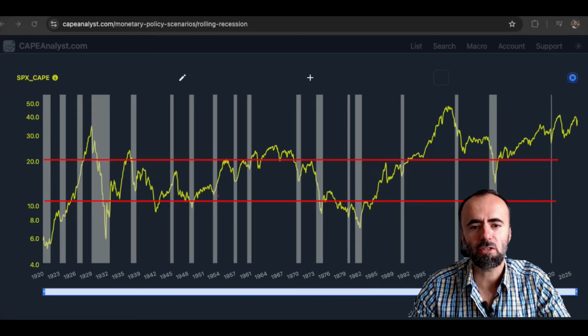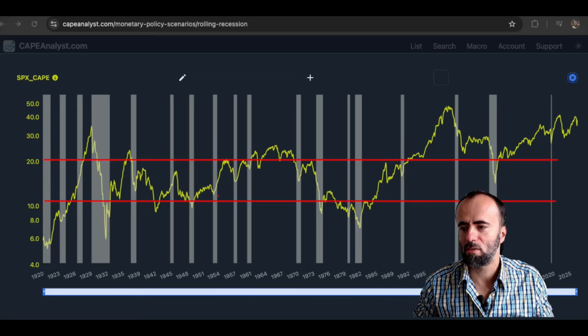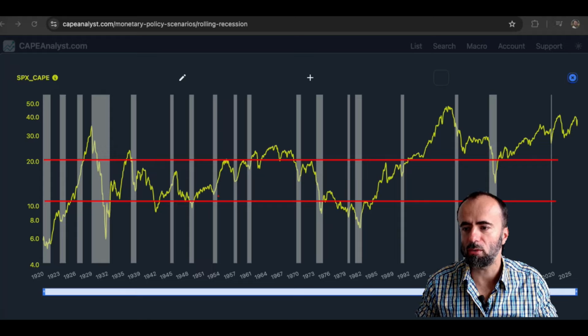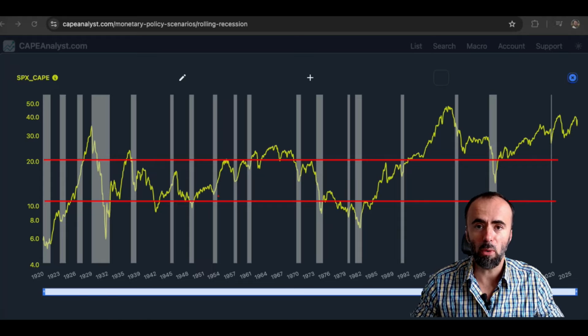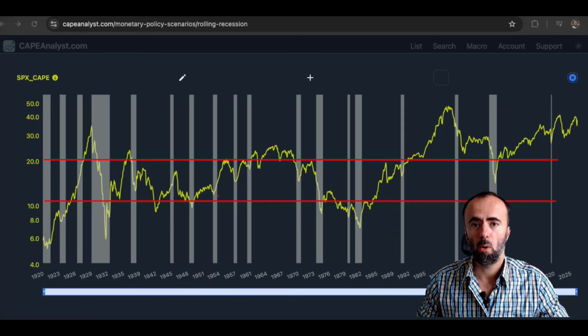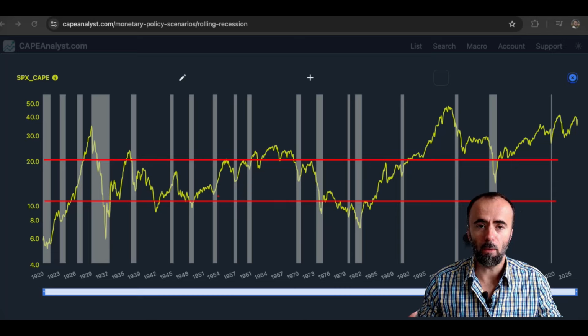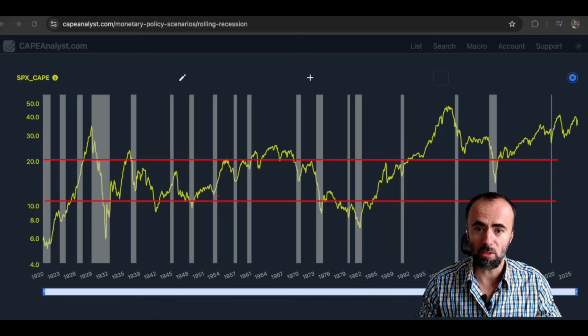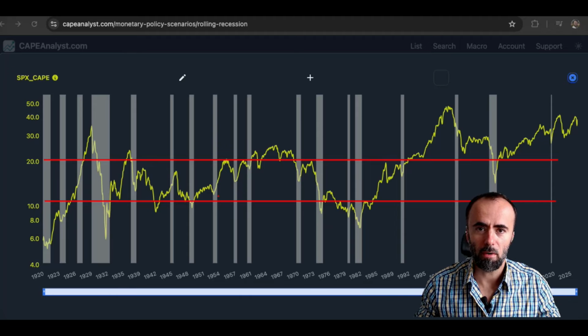So will CAPE ever fall below 20 again? If you look at history as a guide, the answer, of course, is yes. All you need to do is look at this graph here and realize that eventually it will have to go down below 20. But it may take a recession to break this flow of money from 401k, buybacks, and global capital. And when this happens, the adjustments will be brutal. So the question isn't if valuations will come back down. The question is how painful the path will be to get there.